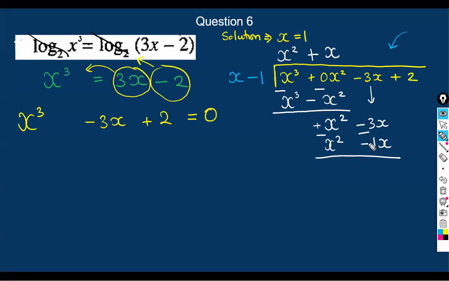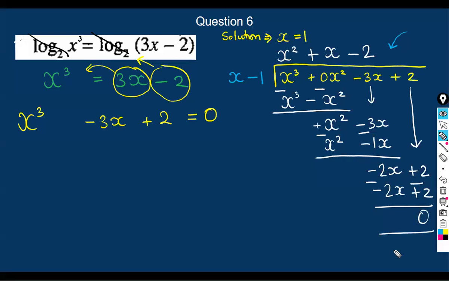Minus 3 minus minus 1. Two minuses make a positive. Minus 3 plus 1 is minus 2x. Bring down positive 2. x into minus 2x is minus 2. Multiply both of them here. You'll get minus 2x plus 2. And when you minus them, everything is going to boil down to 0. So this is your quadratic now. So solve this quadratic on top and you will get 2 more answers. I await the other two answers.